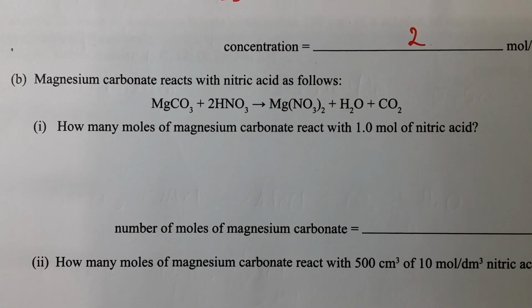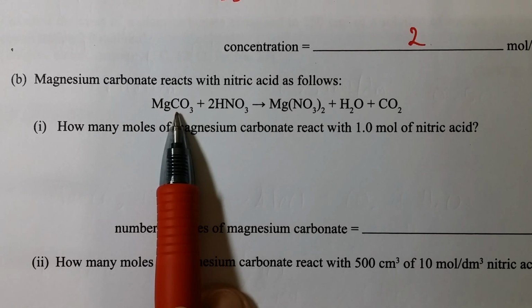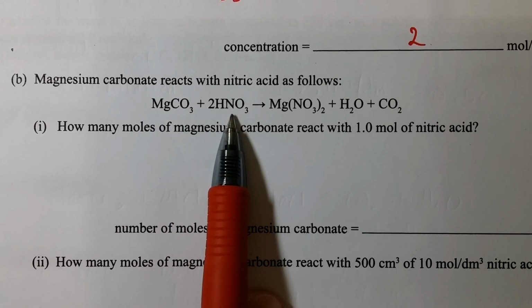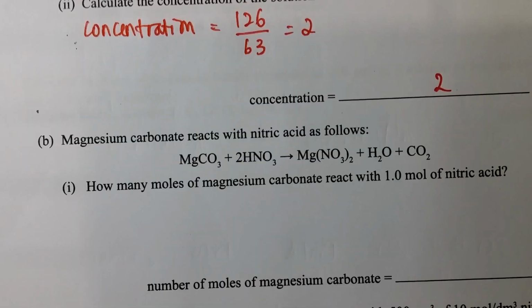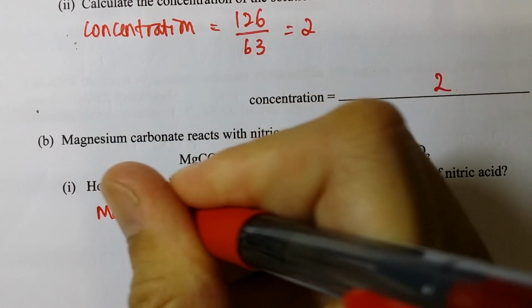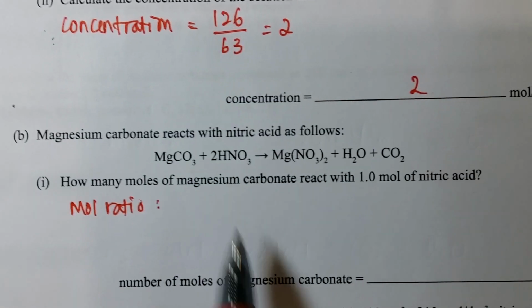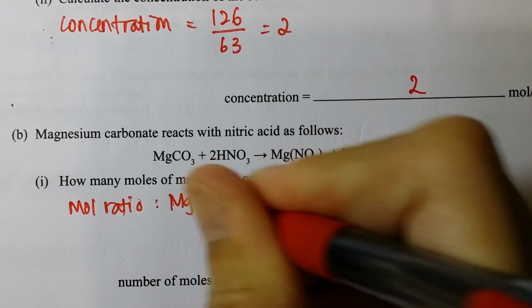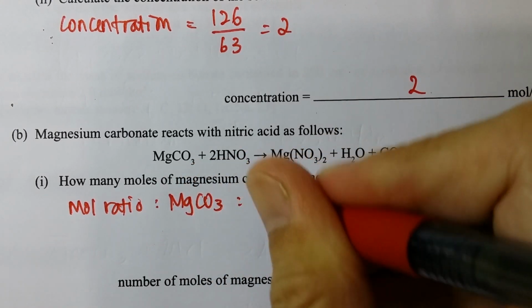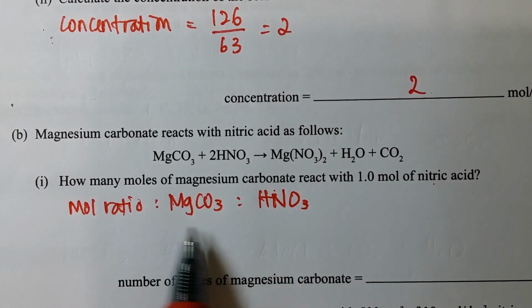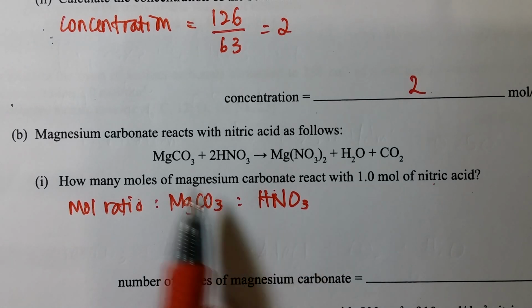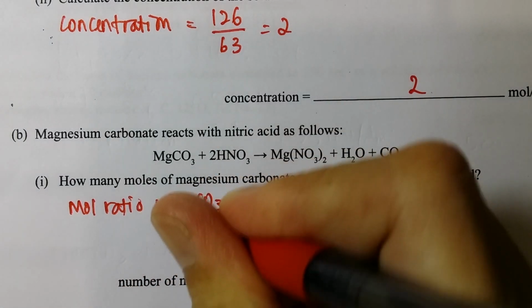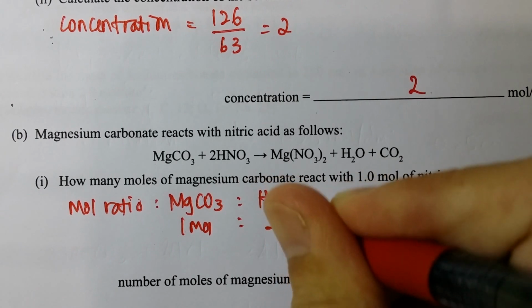Next one, magnesium carbonate reacts with nitric acid as follows. How many mole of magnesium carbonate, which is this, reacts with 1 mole of nitric acid? Same thing. This is the mole ratio. So what would be the mole ratio of magnesium carbonate and nitric acid? Remember, first row must be from the balanced chemical equation, which is 1 mole to 2 mole.